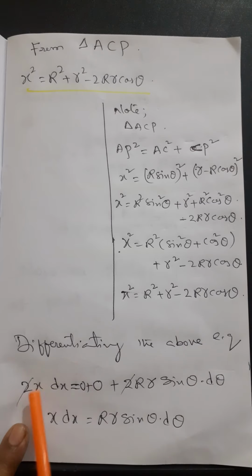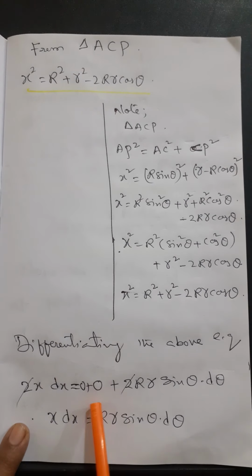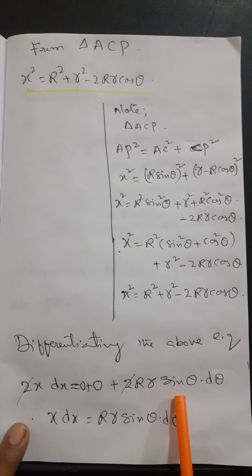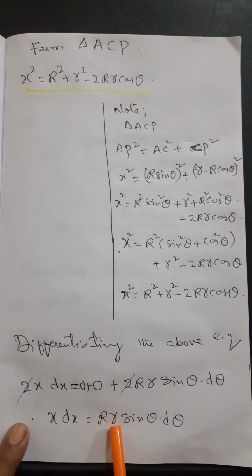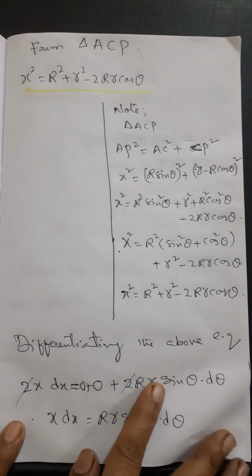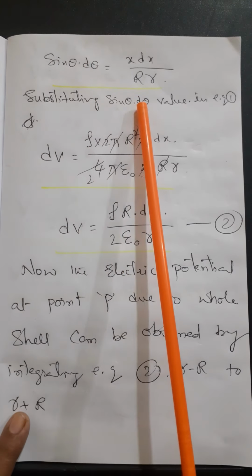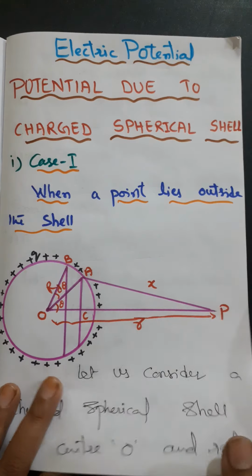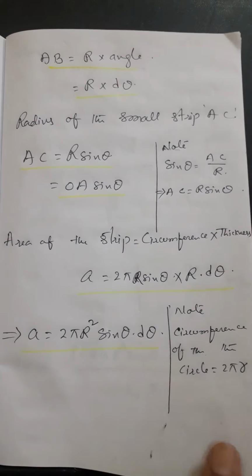When you differentiate this equation, it becomes 2x dx, and the differentiation of these two terms, which are constants, is 0. Then minus 2 capital R small r sin theta d theta, and the 2 gets cancelled, so x dx is equal to capital letter R small letter r sin theta d theta. Now we need the value of sin theta d theta. So sin theta d theta will be equal to x dx by capital letter R small letter r.